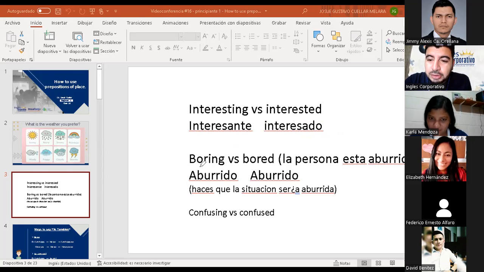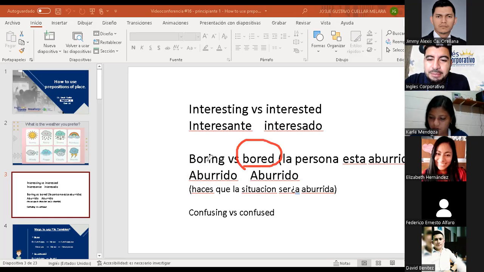Luego, tenemos otra palabra que puede ser un poco confusa. Tenemos boring y tenemos bored. ¿Verdad? Boring versus bored. Cuando decimos boring, es que algo es aburrido, la situación o la persona hace que nos aburramos, ¿ok? Si decimos bored, decimos que la persona está aburrida en sí.